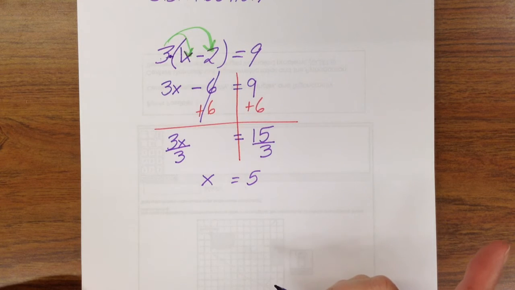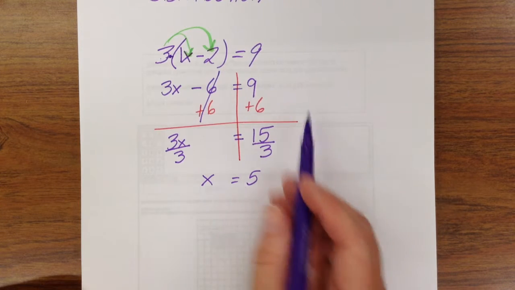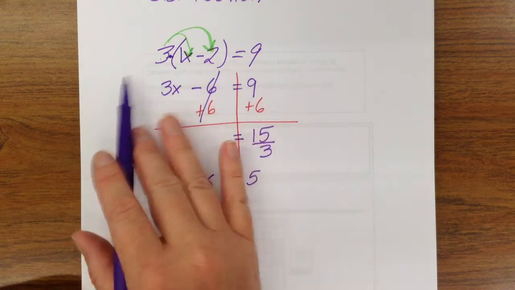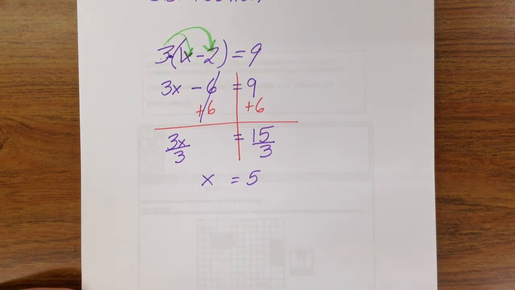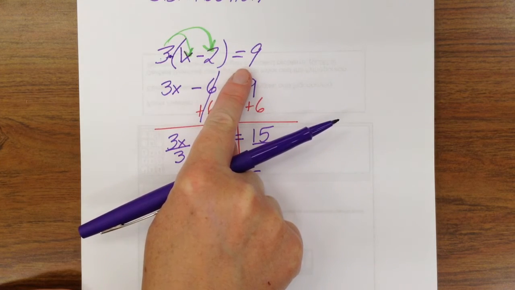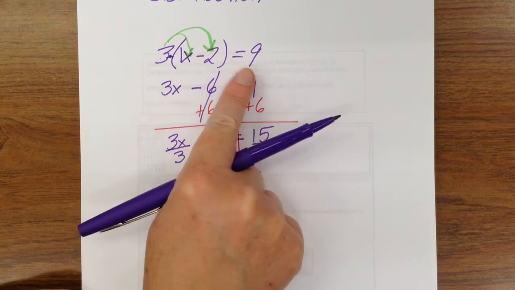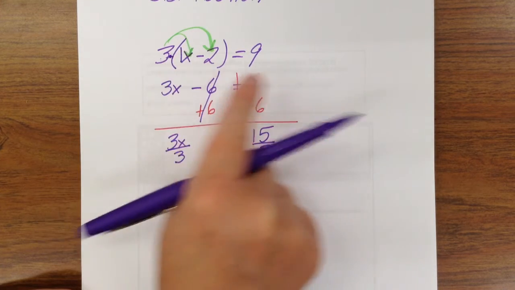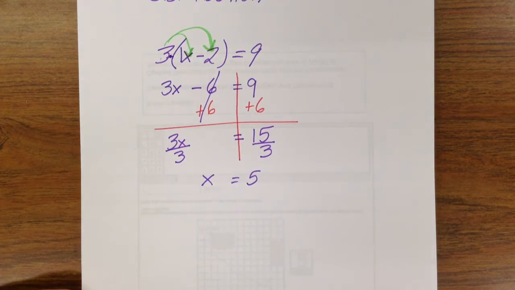Now, of course, you remember you should plug the 5 back in to make sure that the two sides are equal. I'm not going to take the time in this video, but that is how you check it. You plug this back in to the original problem, math it out, and make sure both sides end up the same number. In this case, 9 on this side, 9 on that side. Now that wasn't so bad.